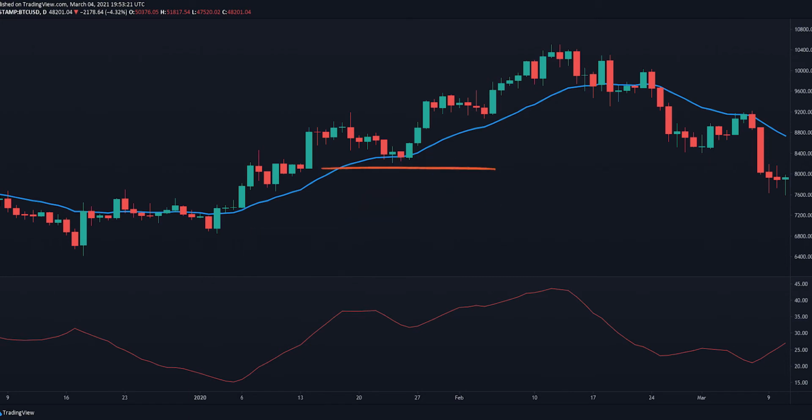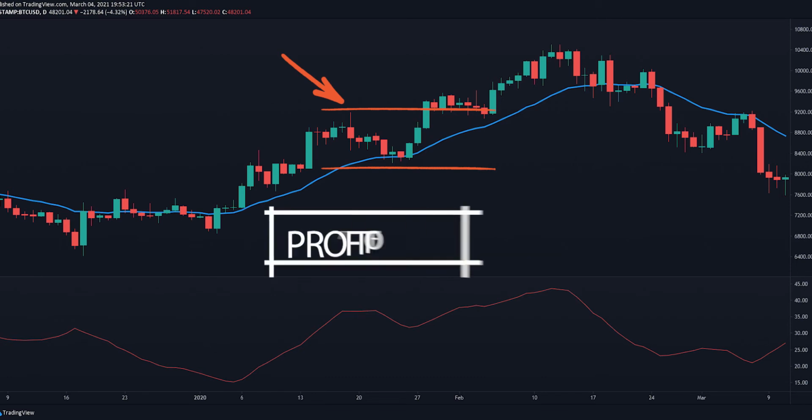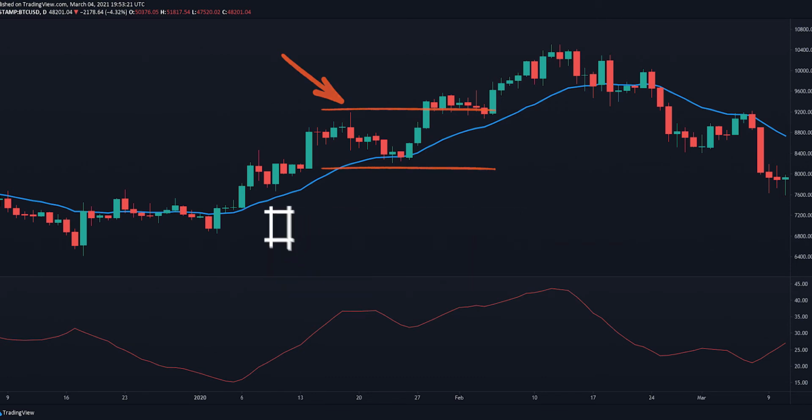Our stop loss would be under the previous candle and our take profit would be your recent swing high, which in our case would be on the 19th of January for a profit of almost 7%.